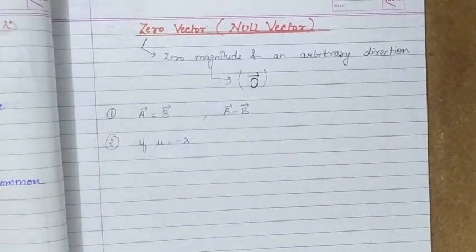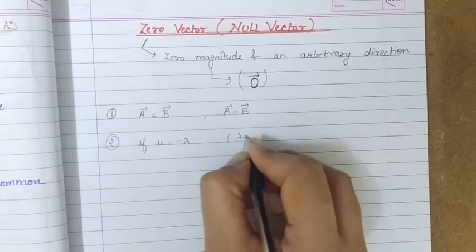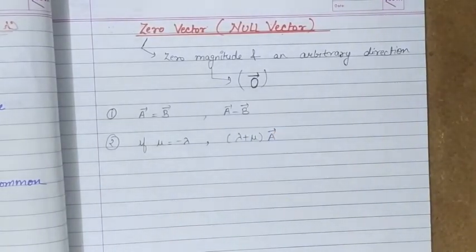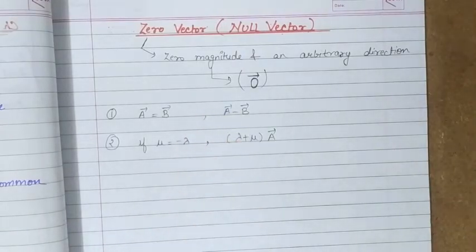The second situation is, if mu and lambda are two scalars, real numbers, such that mu is equal to minus lambda, then the value of lambda plus mu into a vector is again a vector with zero magnitude. Then we have to represent it with a vector quantity which has zero magnitude. It will not be a 0 only. If we write it 0, then it will be a scalar. But here in both situations, the answer is a vector quantity with magnitude 0.